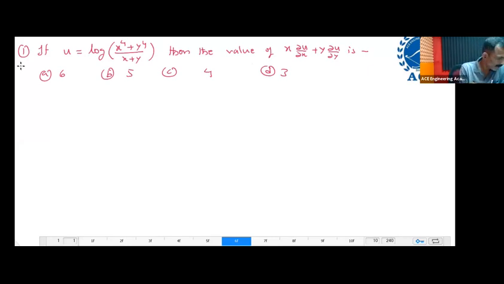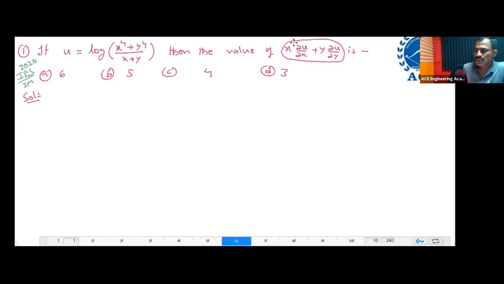It is a 2020 IES question, a 2 marks problem, because all IES questions are 2 marks problems only. It is a recent exam, IES examination question. We are given some function of 2 variables. That way it is a transcendental function because log is a transcendental function. And we are asked to find the value of this one.